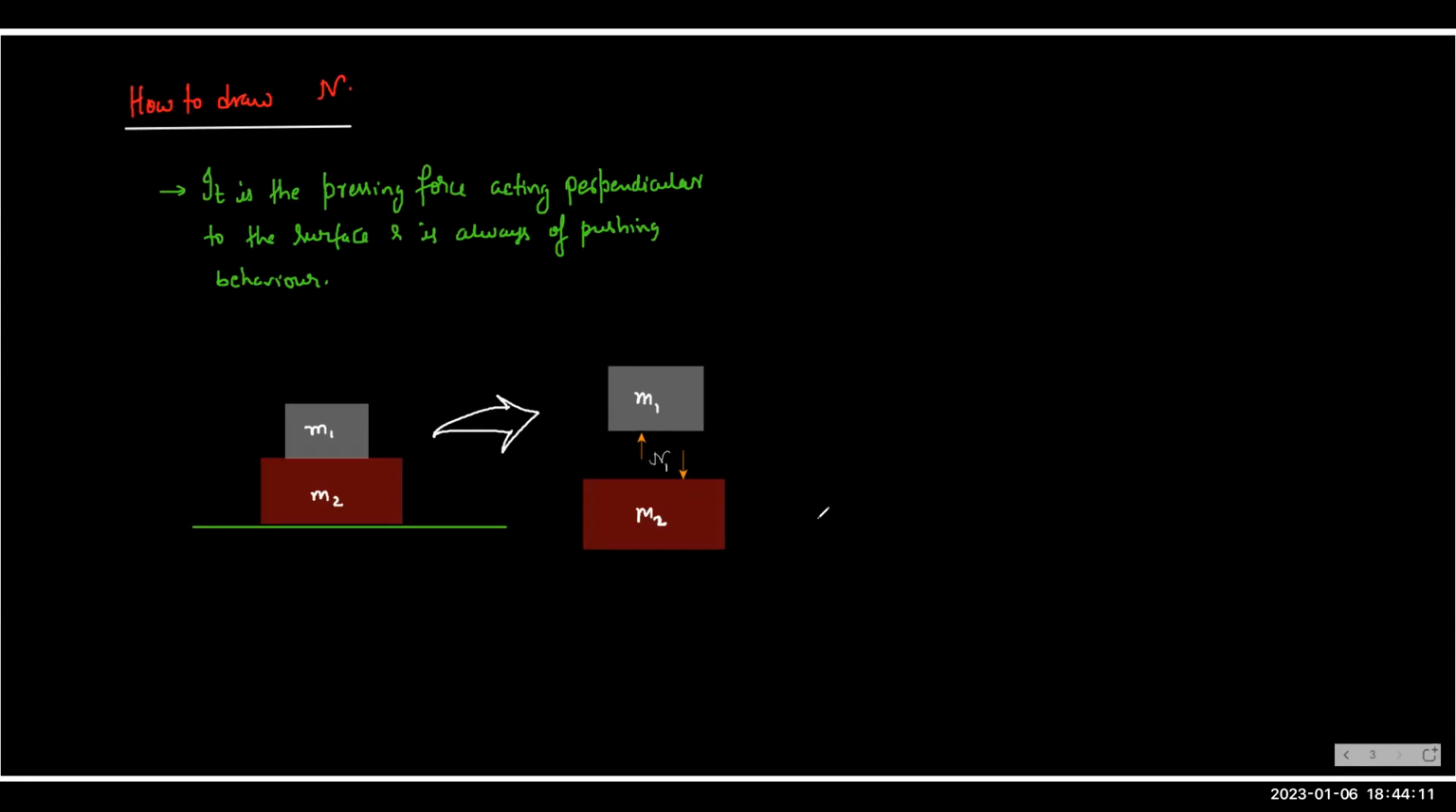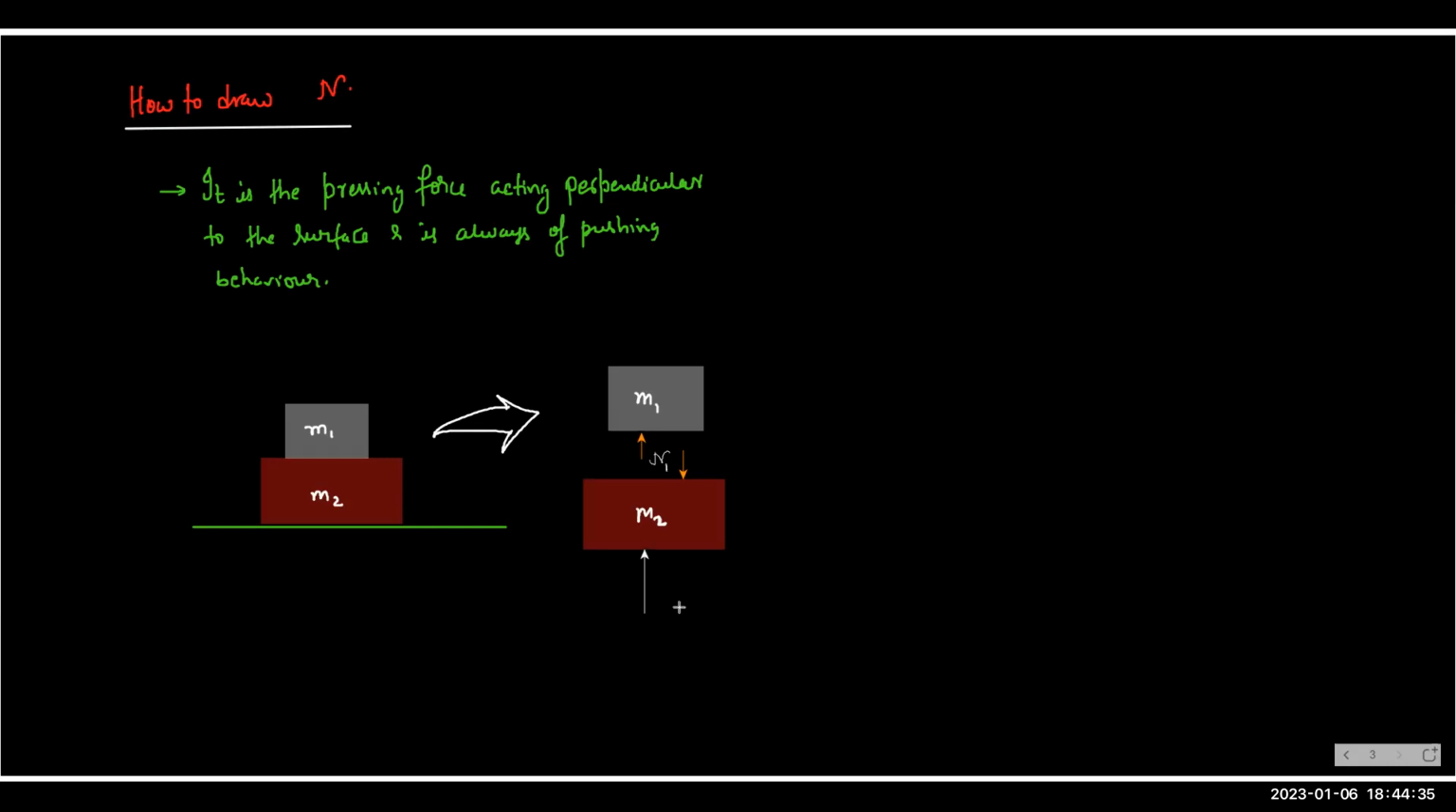Let's call this N1. So N1 for M1 is upward, but the N1 for M2 is downward. So in a way, M1 is pressing the block M2, and M2 is pressing the block M1. But for M2, we have one more contact, which is at the bottom. So it will experience a new force, right?